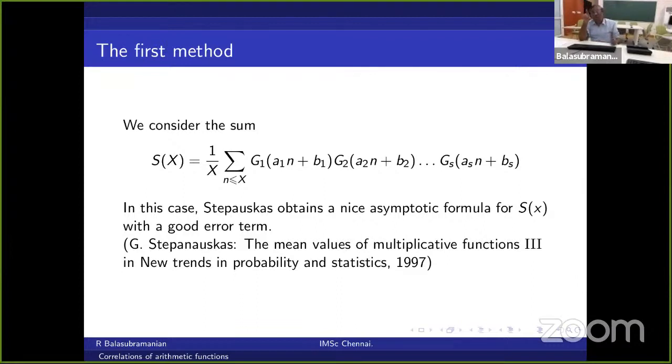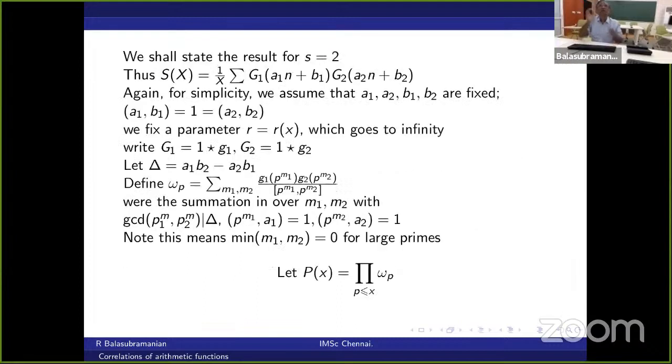In this case, Stepakos obtains a nice asymptotic formula. And we will now explain what the asymptotic formula is, and we shall explain it for the special case s equal to 2, with the general case similar. Therefore, we will state the result for s equal to 2. In particular, we have a sum S of x, which is 1 over x times the summation over n of g1 of a1n plus b1 and g2 of a2n plus b2.